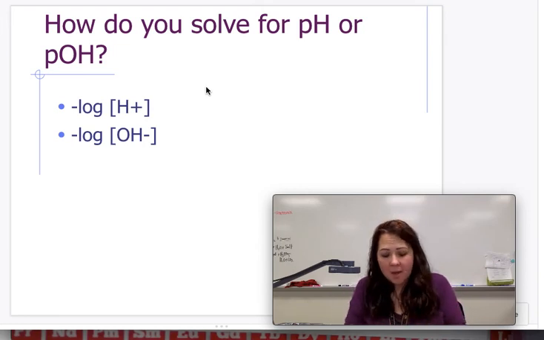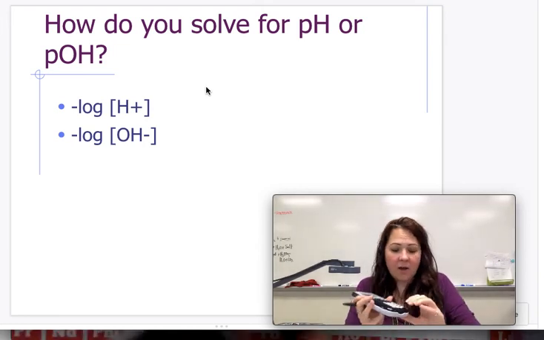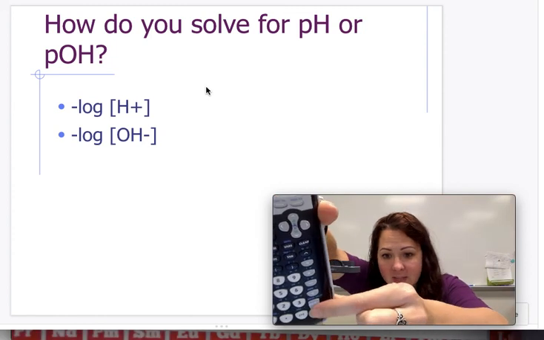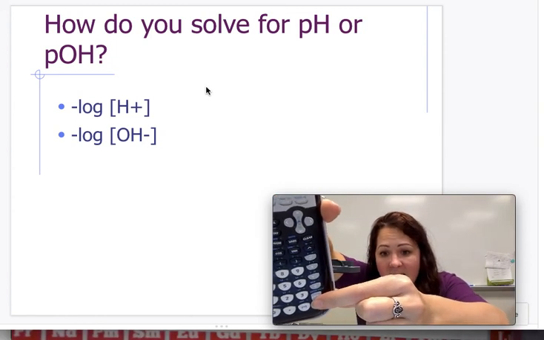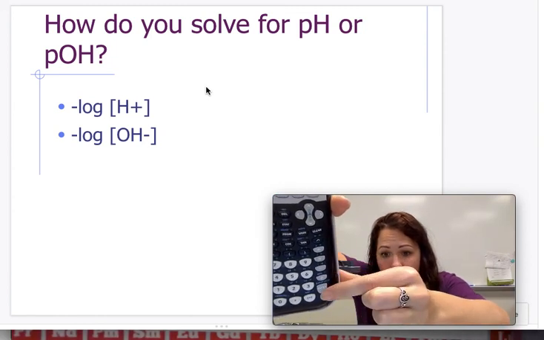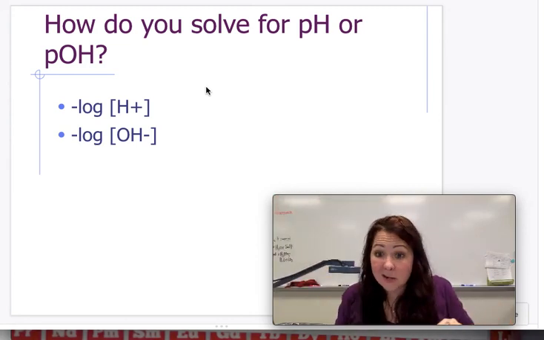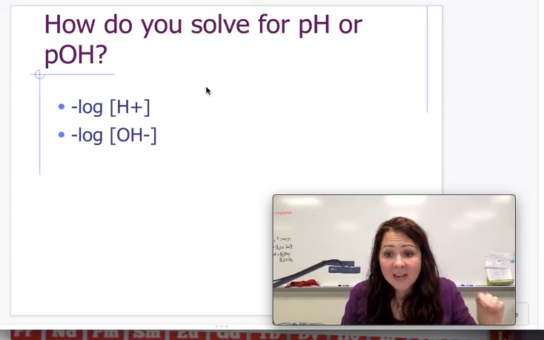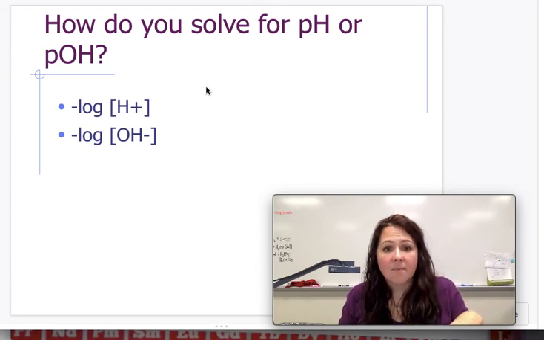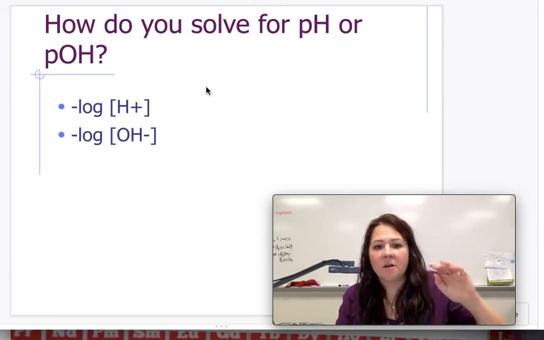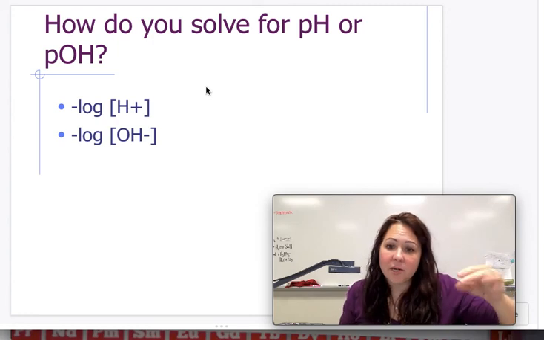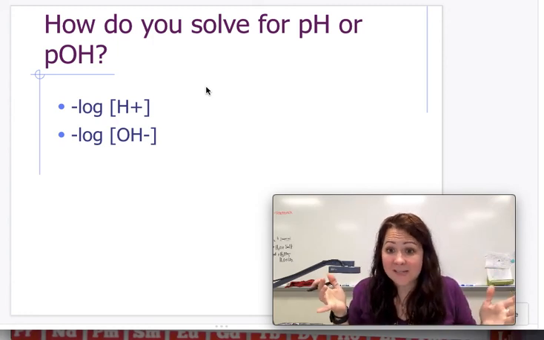Again, depending on if they give you hydrogen or hydroxide. Now the negative button on your calculator, you need to make sure that you are pushing the negative key, not the subtract key. You want to push the negative key down here. And if you have the other type of calculator, it's at the bottom as well. So you're going to push negative log. And it'll usually pop up parentheses automatically. You're going to put in the concentration, you're going to close up your parentheses, and that's it.